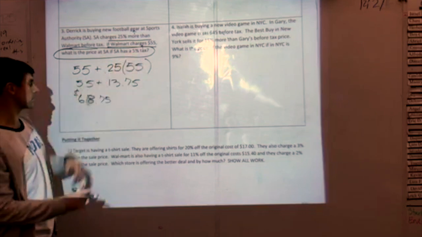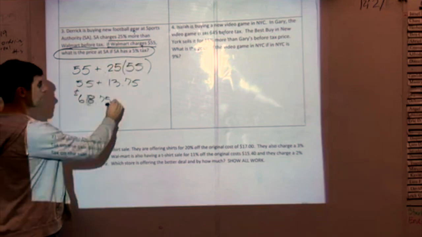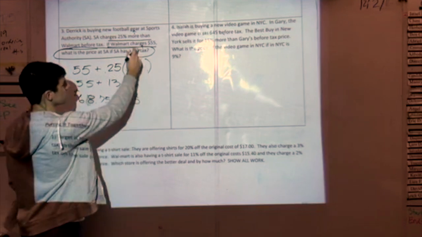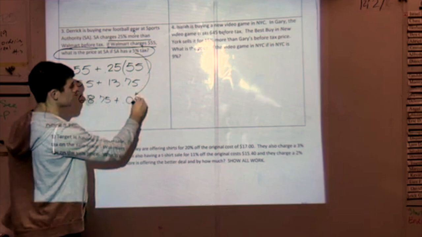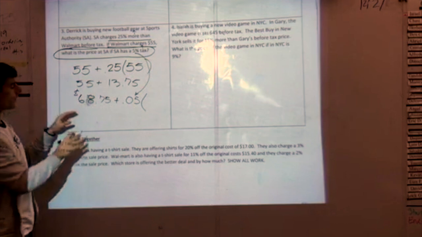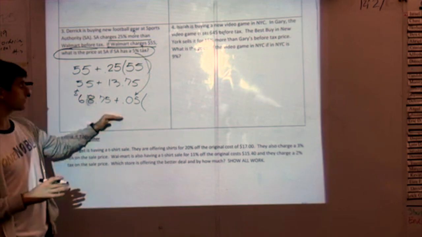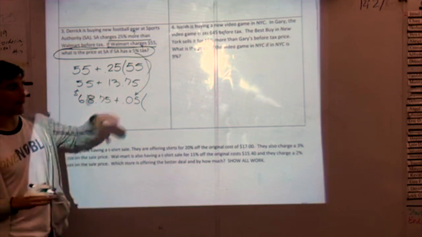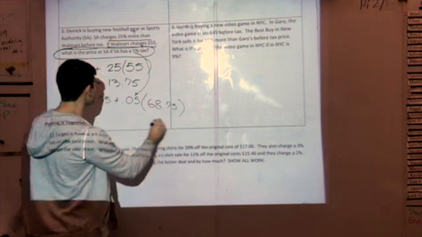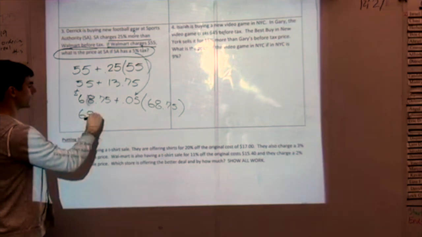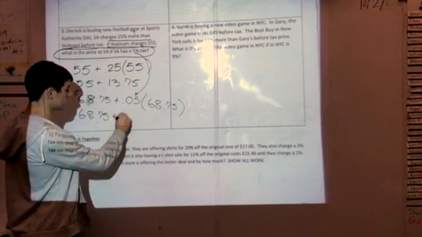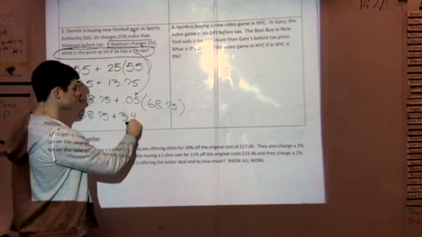So this is now my new cost. I'm going to add 0.05, which represents this tax value right here. And then I'm going to multiply that by what is now currently the cost that I see. This would be the cost that I would take to the register. This is that final price. Now I'm applying the tax on it. So times 68.75. So I have $68.75 plus 3.4375.